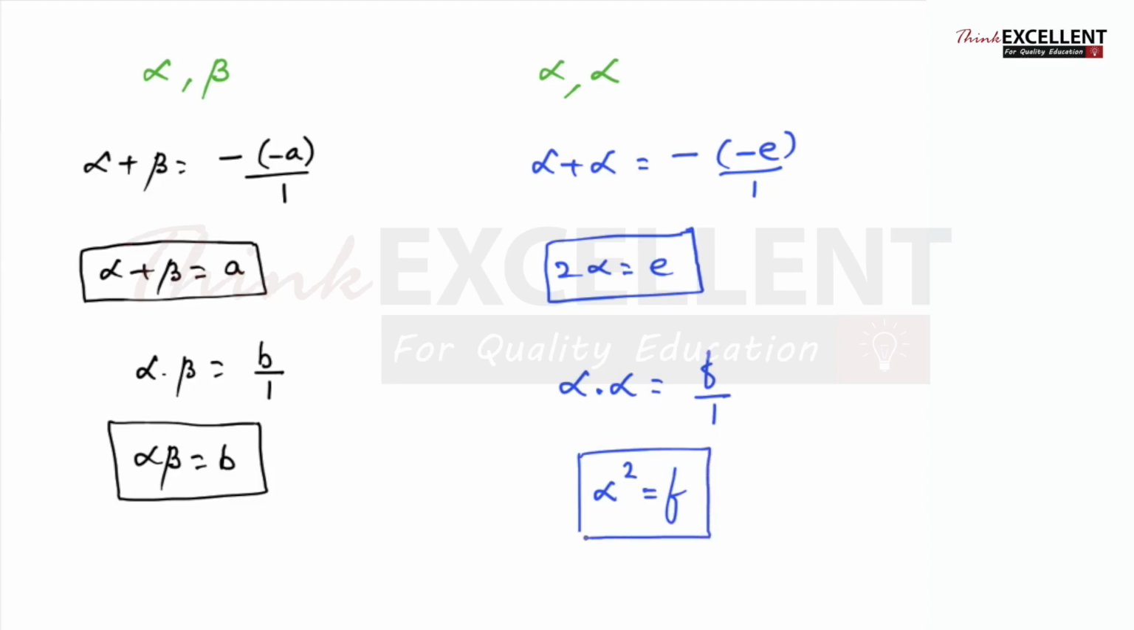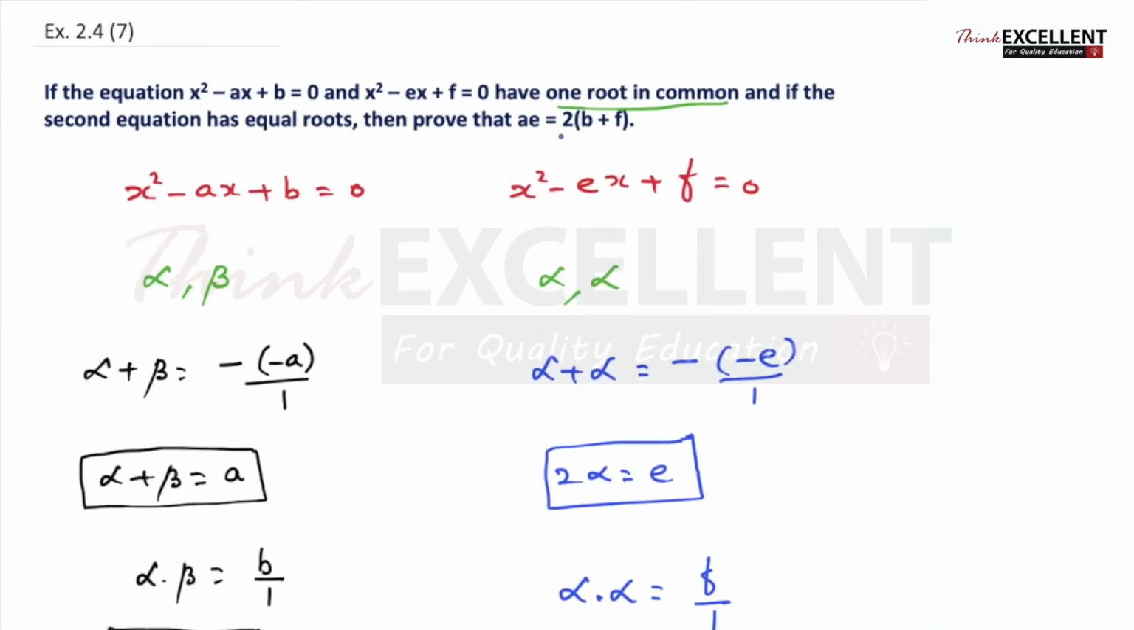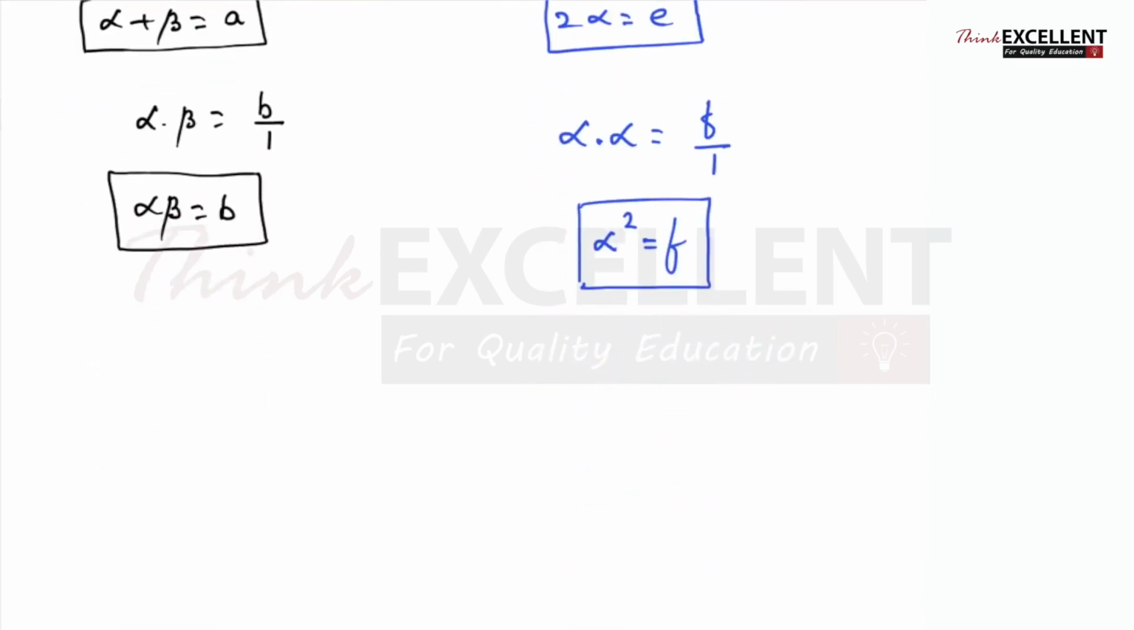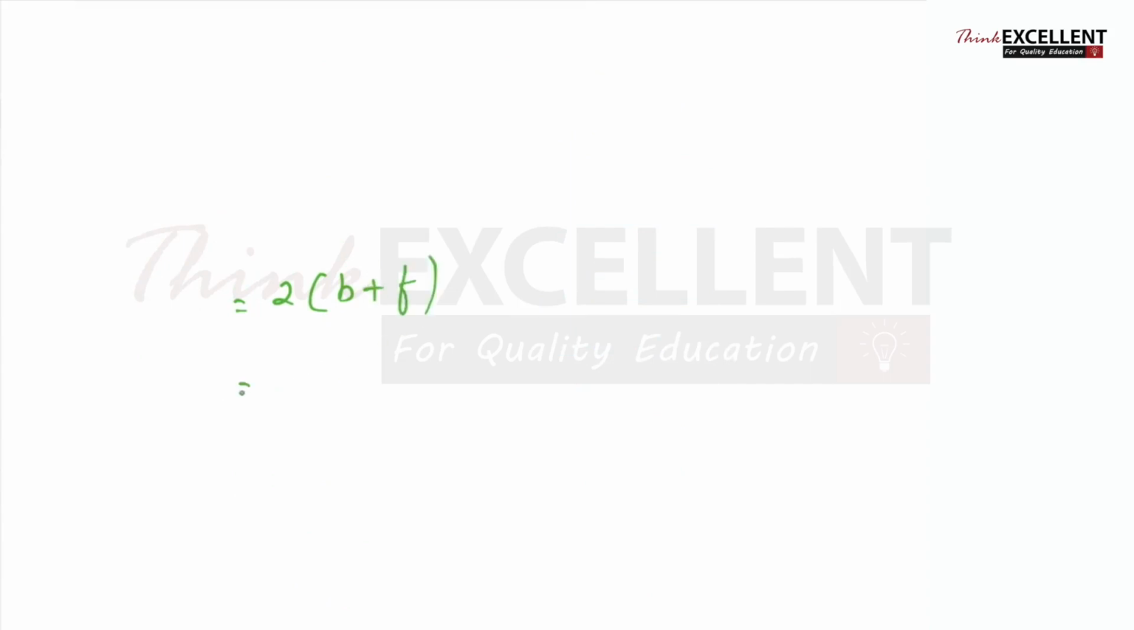Nothing, very simple thing. In both the quadratic equations, we applied the formula for what? Sum of the roots and product of the roots. Sum of the roots is minus b by a, product of the roots is c by a. Okay, now listen to what they asked to prove: AE equal to 2 into (b plus f), right? So this is the RHS.